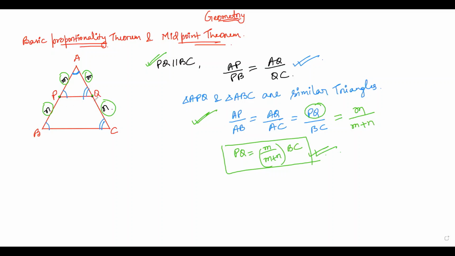Now, if P and Q are the midpoints of the side AB and AC respectively, in that case, the ratio m:n would be 1:1. So m would be equal to n. In that case, PQ would be half of the length of BC. So a line segment joining the midpoints of 2 sides of a triangle would be parallel to the third side and would be half of its length. And this is known as midpoint theorem.